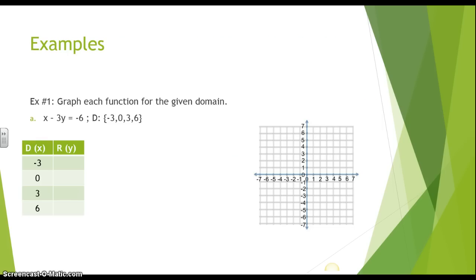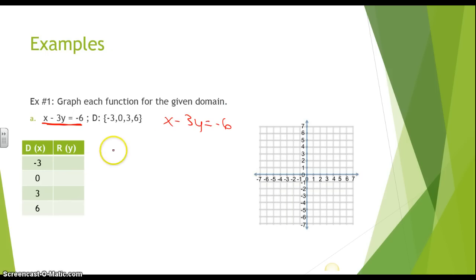So example number 1. It says graph each function for the given domain. They're giving you x minus 3y equals negative 6, and your domain values are negative 3, 0, 3, and 6. Our domain, remember, are the x values. Notice these x values, negative 3, 0, 3, and 6, match this. So we are going to use the formula x minus 3y equals negative 6 to plug in to solve for my y. So let's solve for the first one.